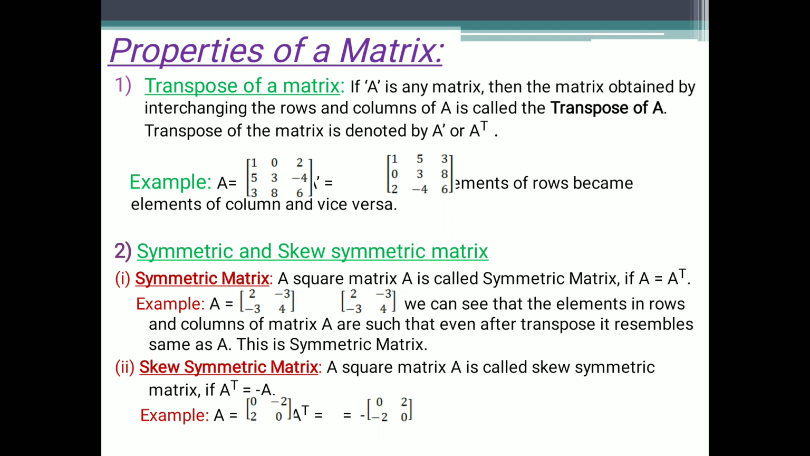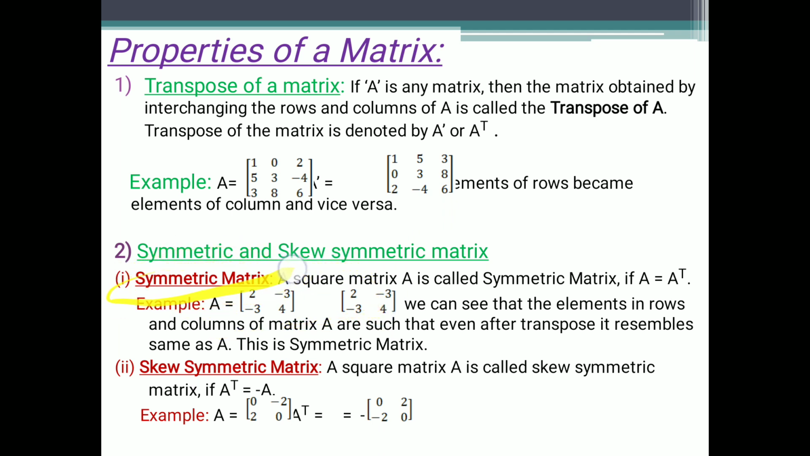So number one is symmetric matrix. A square matrix A is called a symmetric matrix if A is equal to A to the power T. That T stands for transpose of matrix A. This matrix's transpose is AT. Okay. Now suppose A is equal to these 4 elements, that is a square matrix, right? 2 minus 3, minus 3 4. So the row 2 minus 3 has become column 2 minus 3, and minus 3 4 has become column minus 3 and 4, like this. So we can say that A is equal to AT. That means it is a symmetric matrix.